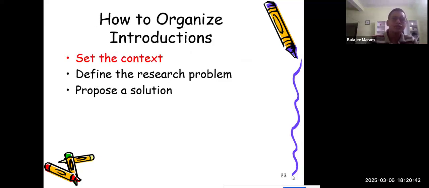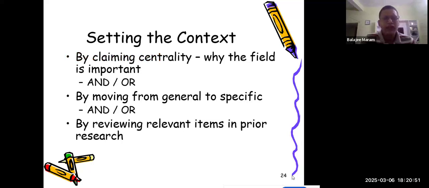Then set the context, define the research problem, propose a solution. Now, setting the context: by claiming centrality, why the field is important, by moving from general to specific, by reviewing relevant items in prior research.